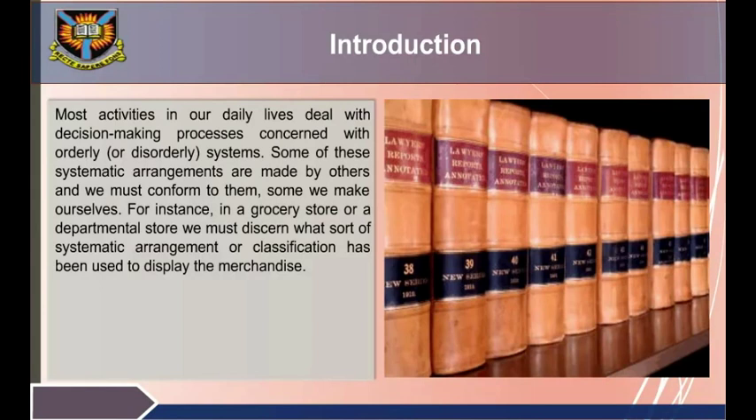Introduction. Most activities in our daily lives deal with decision-making processes concerned with orderly or disorderly systems. Some of these systematic arrangements are made by others, and we must conform to them. Some we make ourselves. For instance, in a grocery store or a departmental store, we must discern what sort of systematic arrangement or classification has been used to display the merchandise.